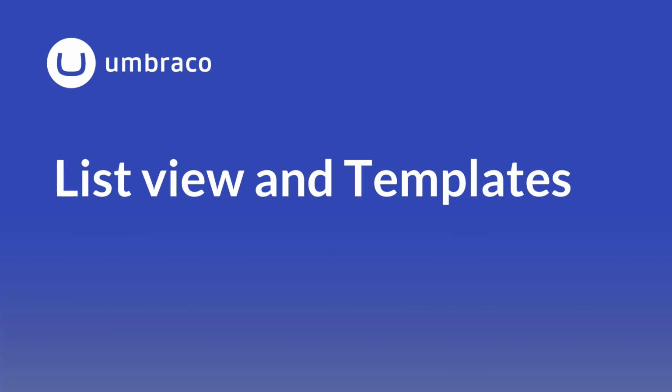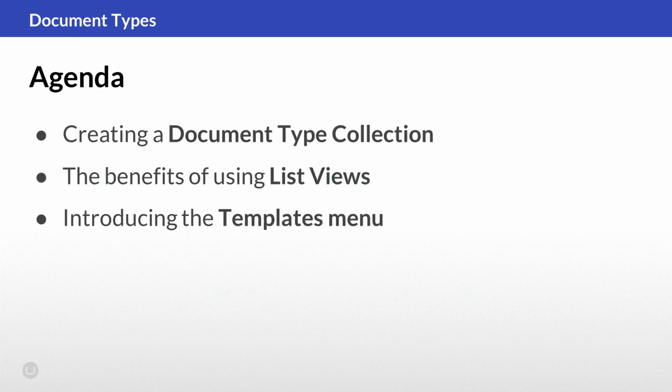Oh, and I'll also briefly touch upon the subject of templates, only briefly though. Before we start, let's see what's on the menu. We'll start by creating a document type collection, which we'll use to set up a news area on our website. Then we'll have a look at the benefits of using the list view. Finally, I'll briefly introduce you to the template menu on document types.